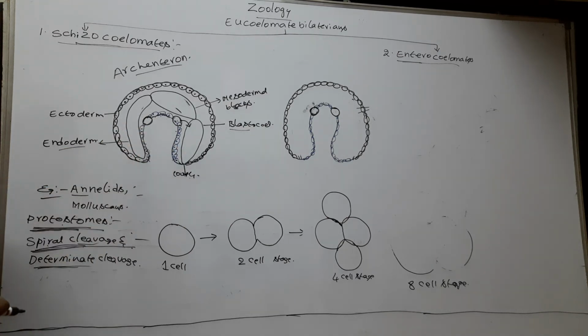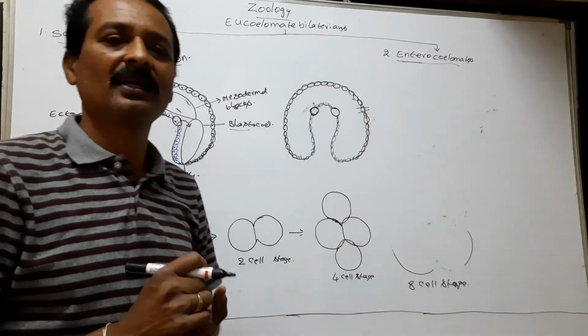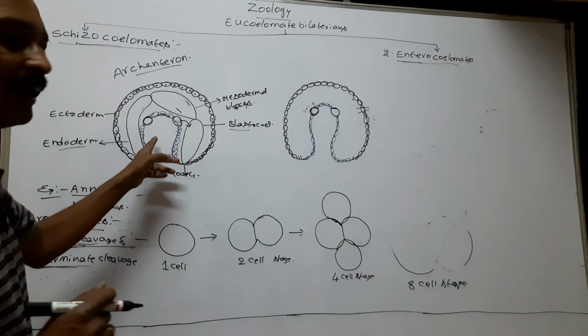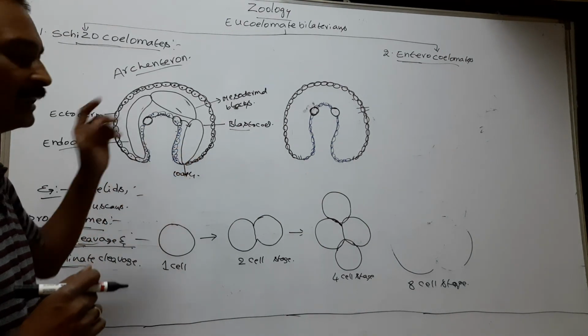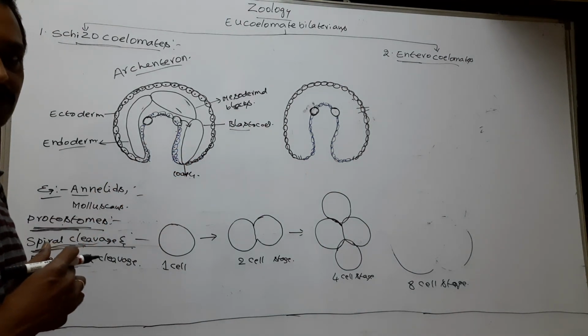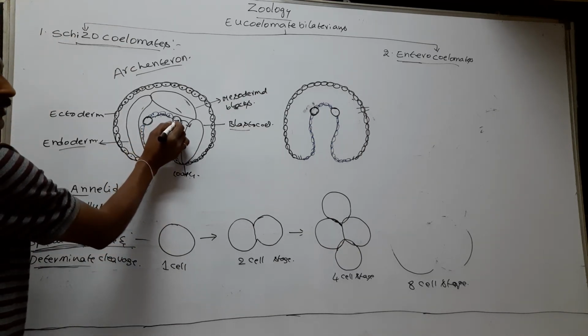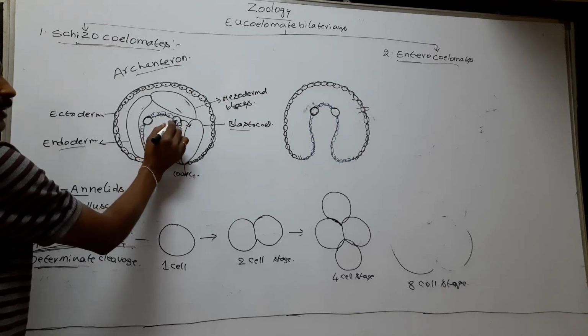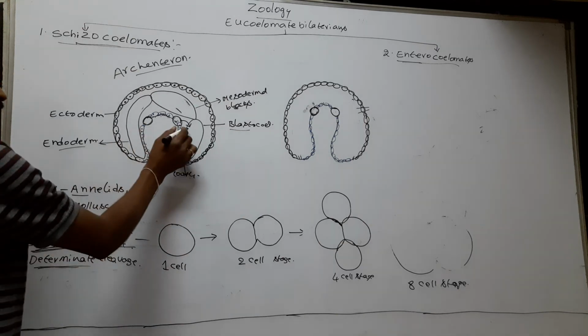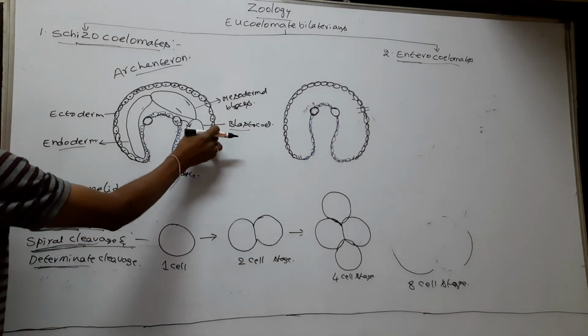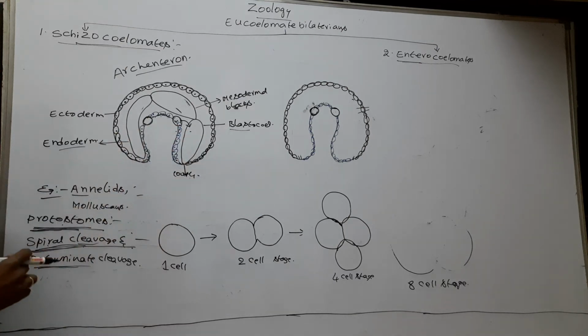What is archenteron? Archenteron is the initial or primary alimentary canal or gut in the embryo. So the mesodermal pouches arise from the wall of the archenteron. These are released into the blastocoel between ectoderm and endoderm.